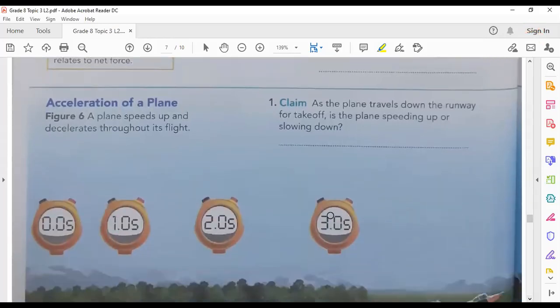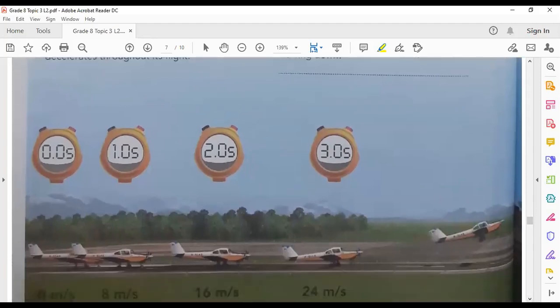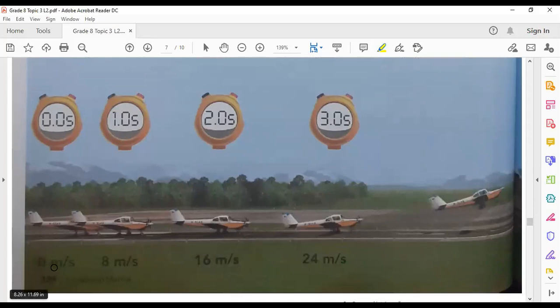Here, another exercise. Look at this figure. This is the time: 0 seconds, 1 second, 2 seconds, 3 seconds. And this is the plane. Here at the beginning, this is the velocity or the speed of the plane. At the beginning, it doesn't move, 0 meters per second. At 1 second, it is 8 meters per second. Then at second two, it is 16 meters per second. Then 24 meters per second.